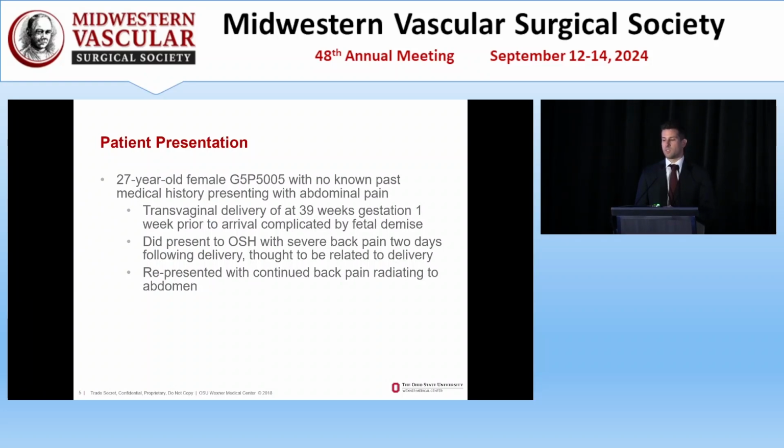Our patient was a 27-year-old female G5P5 with no significant past medical history who presented to an outside hospital with a chief complaint of abdominal pain. Approximately 1 week prior to her presentation, she had had a transvaginal delivery of a 39-week fetus, which was complicated by fetal demise. She did present early in her post-delivery period with complaints of severe back pain 2 days following her discharge, but she was subsequently discharged from the emergency room at that time, but then came back and re-presented with continued back pain that was radiating to her abdomen.